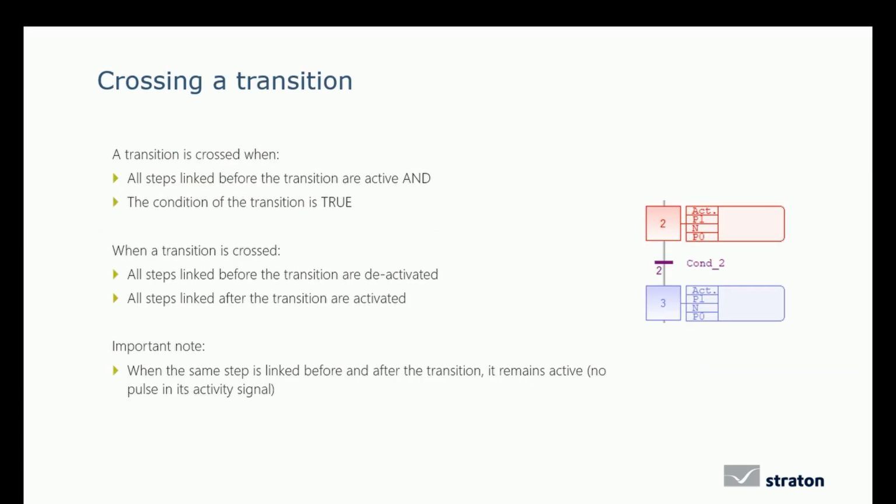A transition is crossed when all steps linked before the transition are active and the condition of the transition is true. When a transition is crossed, all steps linked before the transition are deactivated and all steps linked after the transition are activated. When the same step is linked before and after the transition, it remains active. There is no pulse in its activity signal.